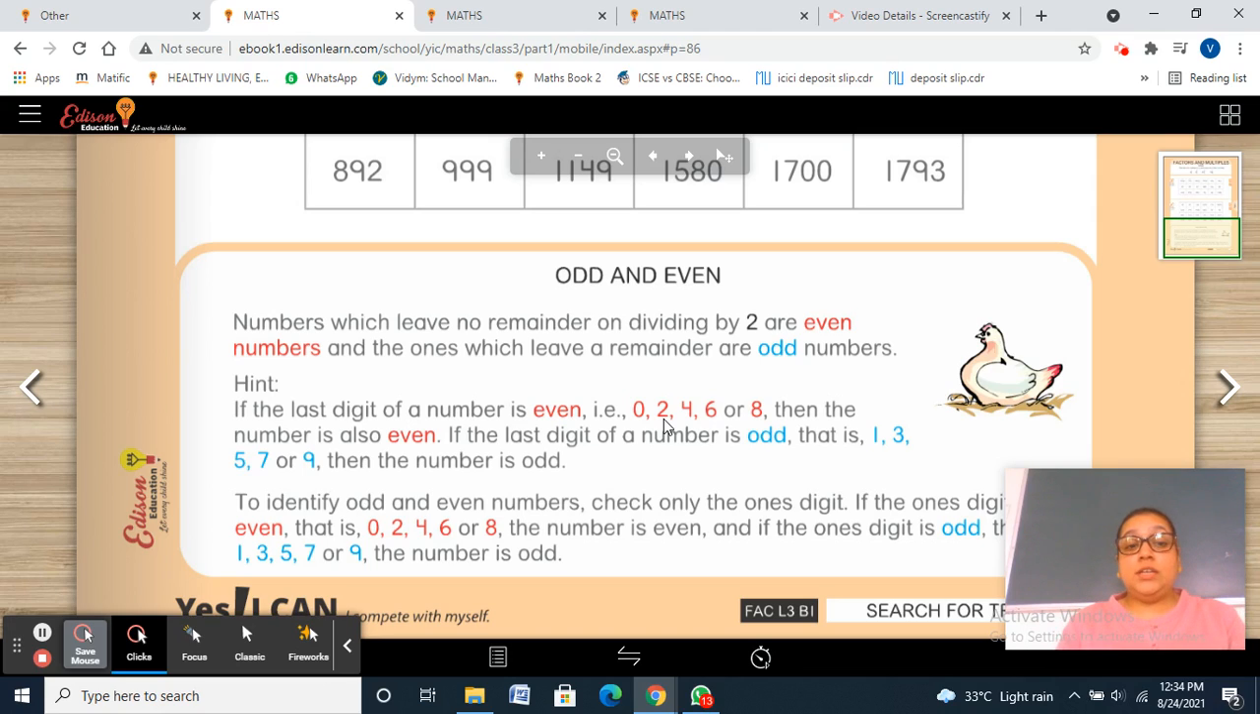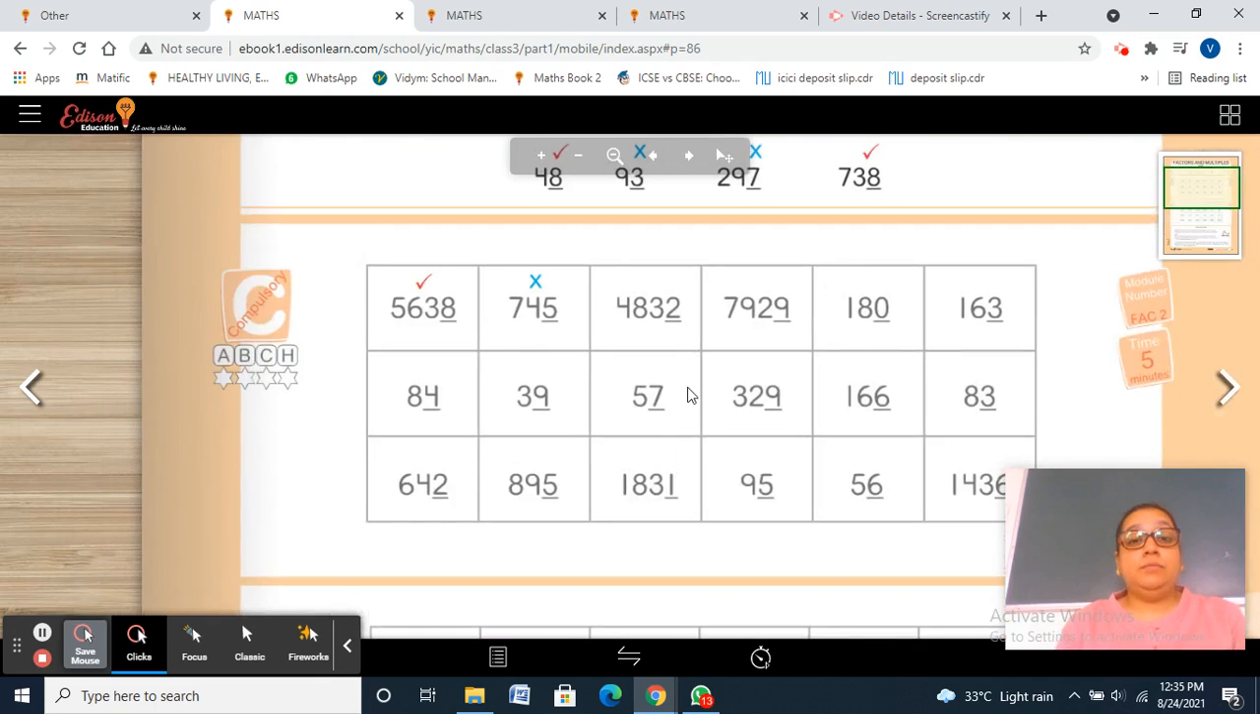Okay, if the ones digit is even, that is 0, 2, 4, 6, 8, you have to learn this. These are the even numbers. ओके, अगर वंस प्लेस वैल्यू पर 0, 2, 4, 6, 8 है तो वो इवन नंबर है. अगर वंस प्लेस वैल्यू पर ऑड नंबर, फॉर एग्जांपल 1, 3, 5, 7, 9 है तो वो ऑड नंबर है. ठीक है, लेट्स सी हियर.